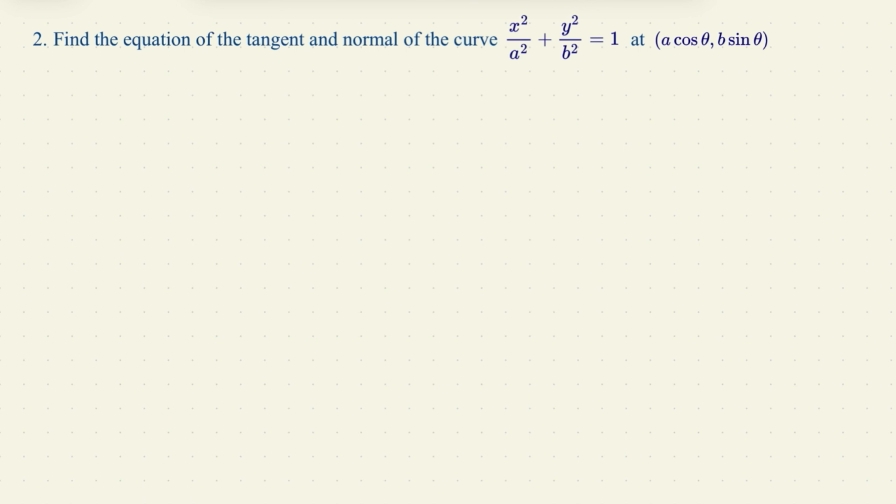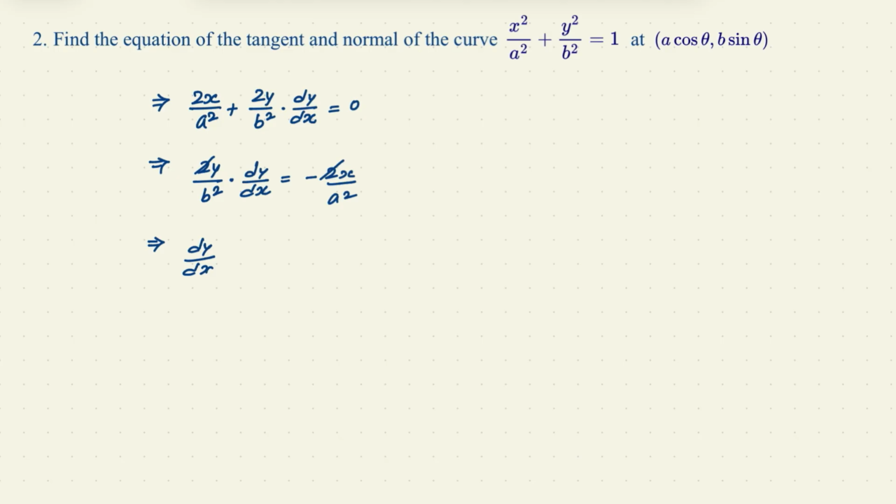So if I differentiate the given equation with respect to x, then it would be 2x by a square plus 2y by b square. Due to chain rule, we have to write dy over dx equals to d/dx of 1 is 0. Here a and b are constant. So this implies 2y by b square into dy over dx equals to minus 2x by a square. So here 2 and 2 got cancelled. So the value of dy over dx equals to minus b square by a square into x by y.